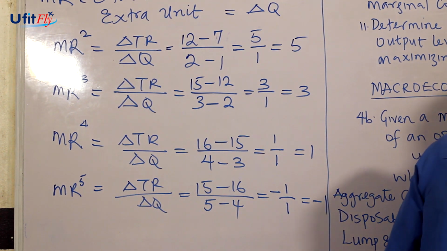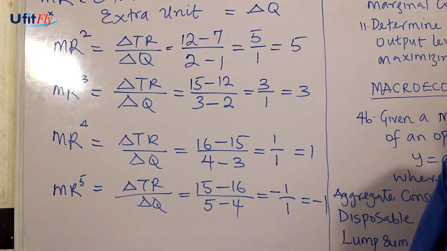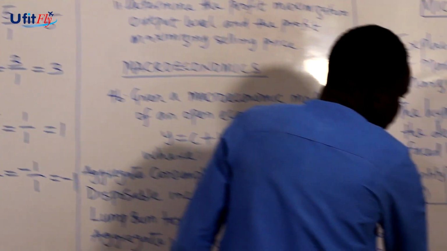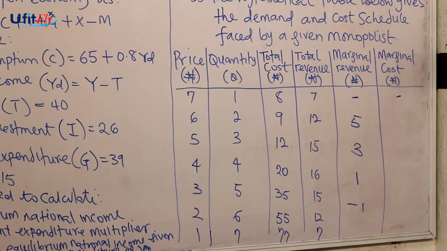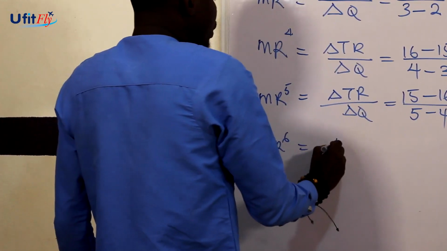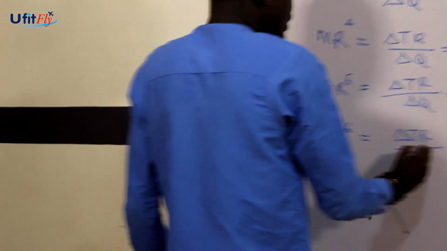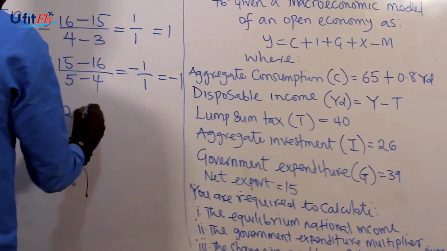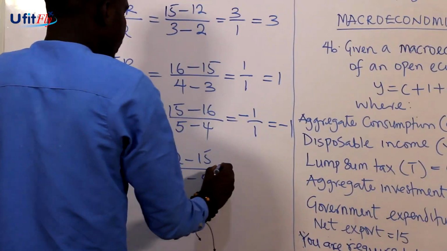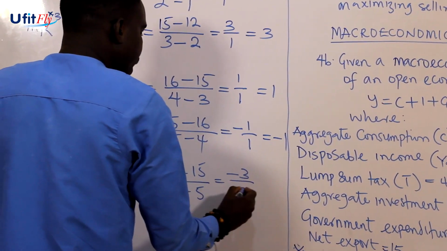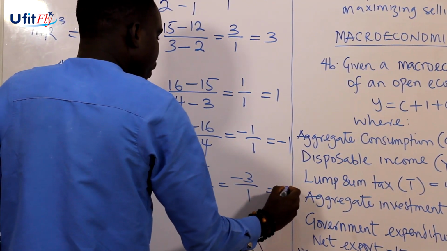As at the time the 6th unit was sold, the total revenue is 12, while the initial revenue is 15. Therefore, for the 6th unit, marginal revenue is change in total revenue divided by change in Q, which is 12 minus 15 divided by 6 minus 5, minus 3 divided by 1, which is minus 3.